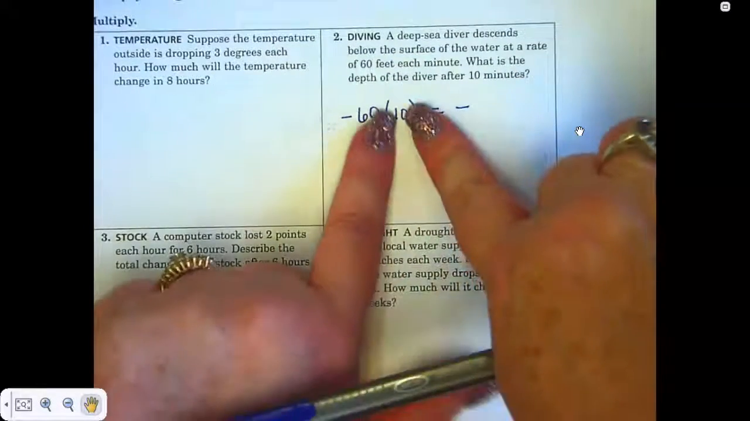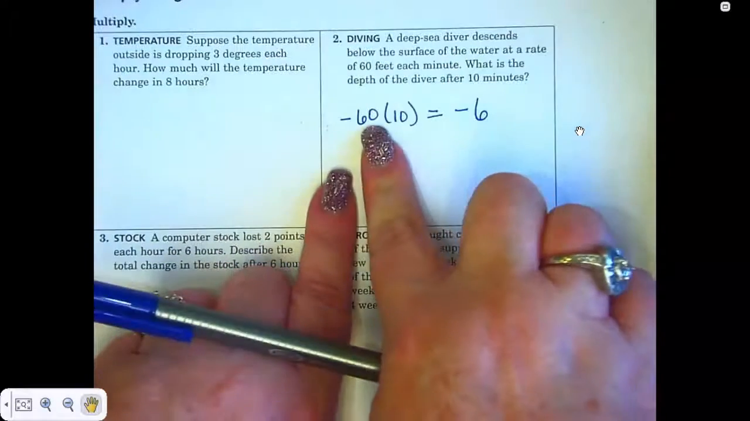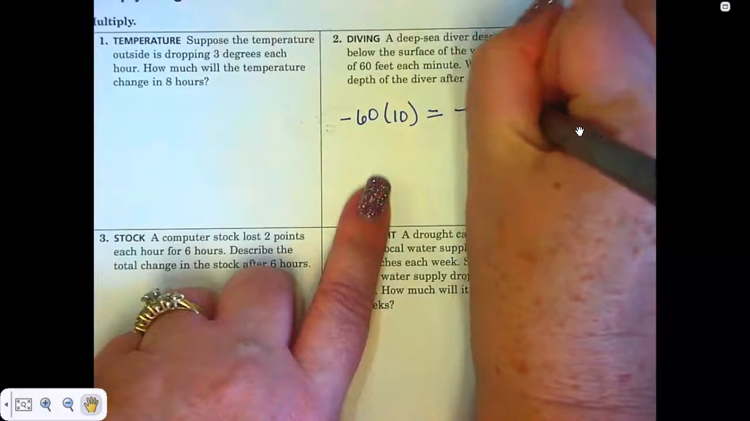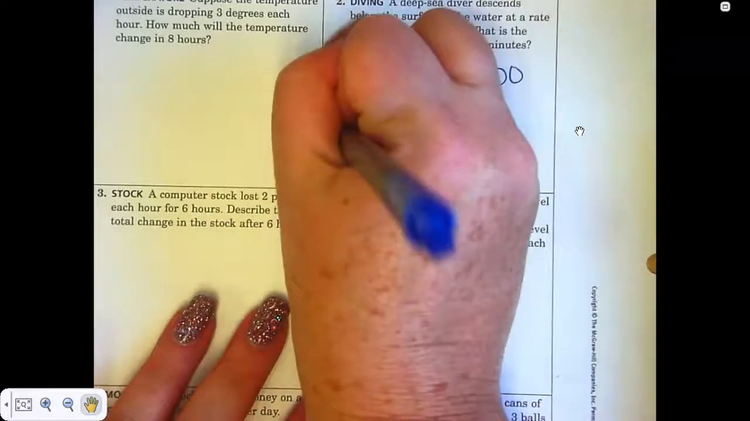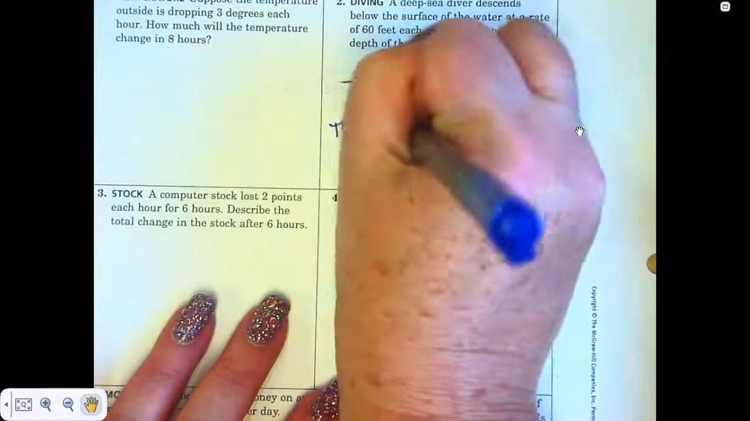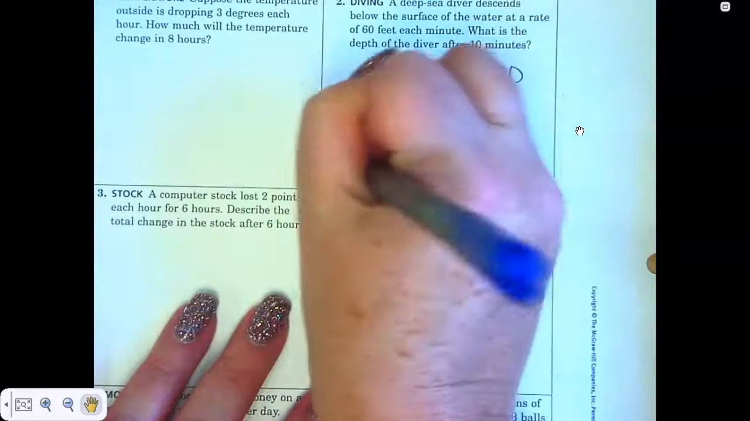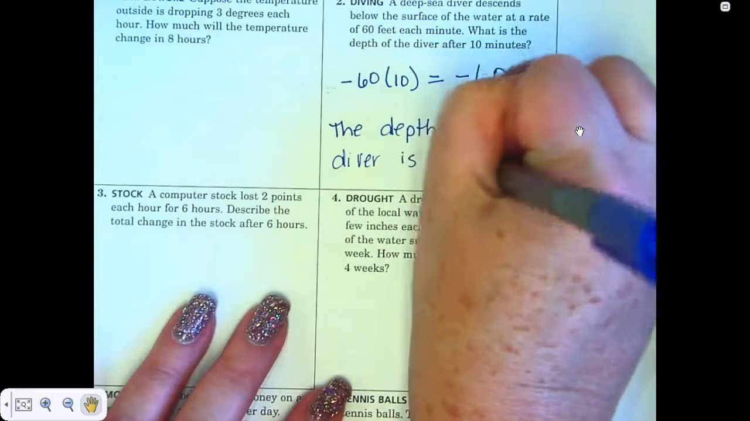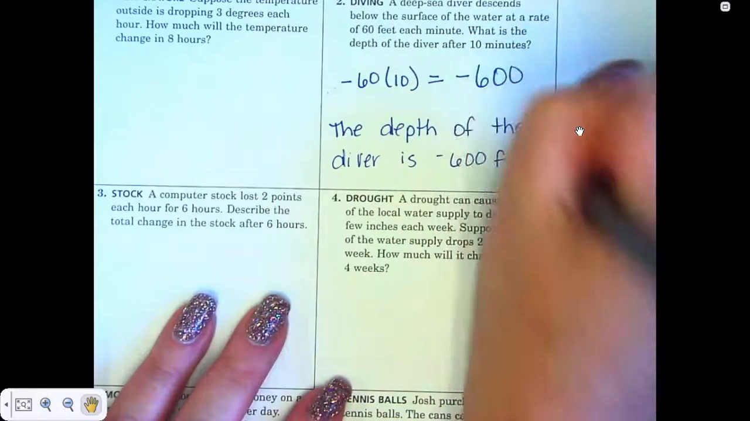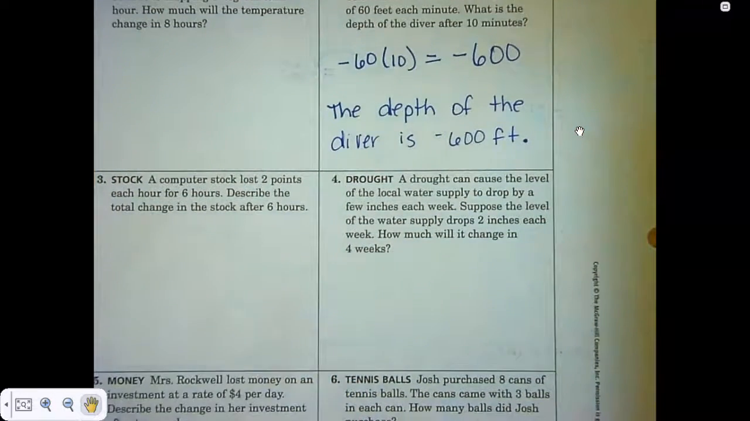And then let's just do mental math. 6 times 1 is 6. And how many zeros do we move over? 2 zeros move over. So what is the depth of the diver after 10 minutes? The depth of the diver is negative 600 feet.